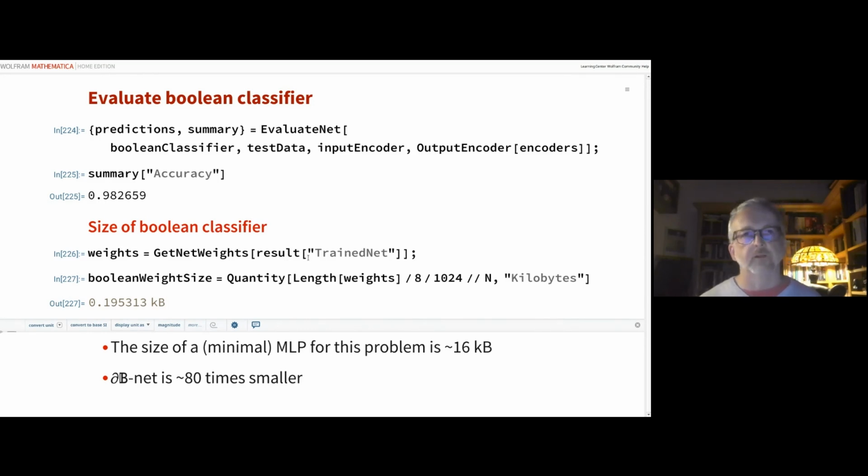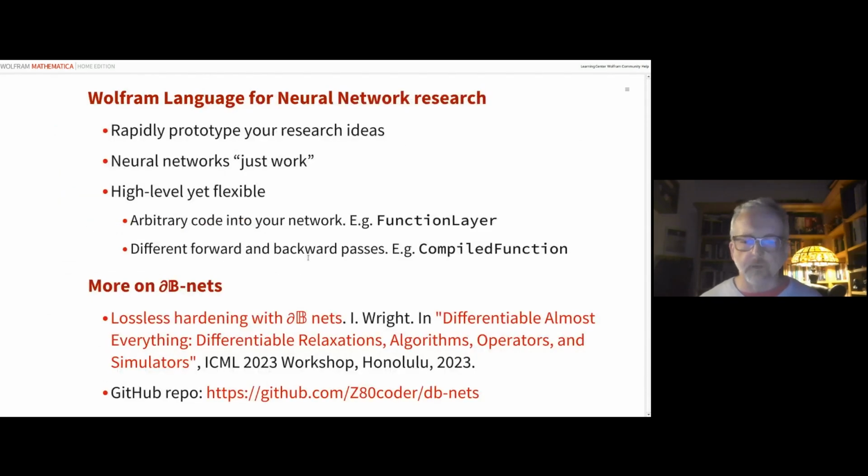And I should point out that DBNets are not restricted to toy classification problems. We can use them for numerical regression and image recognition, and in fact, anything we want. Okay, let me come to a close.